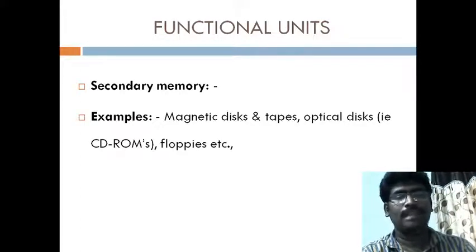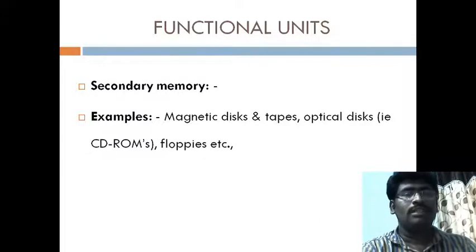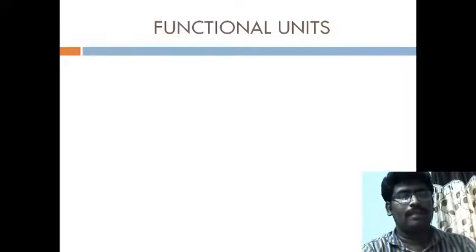We have some examples of secondary storage devices, like magnetic disks, tapes, optical disks, CDs, rewritable CDs, etc. Anyhow, this is about primary memory and secondary memory.